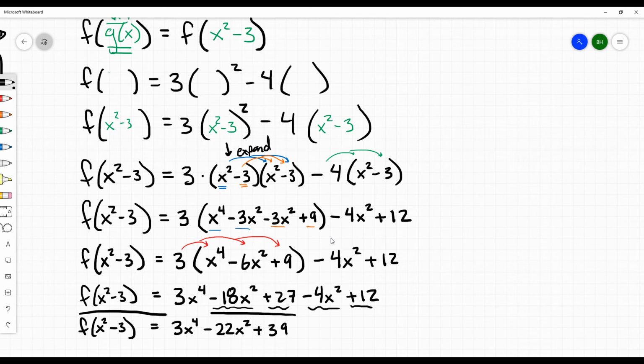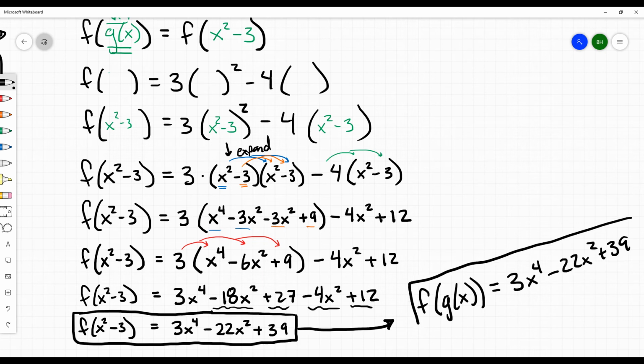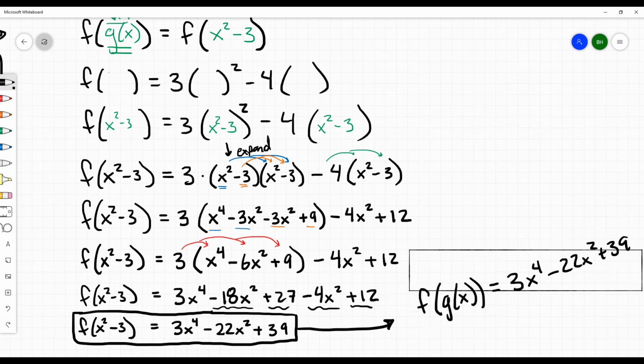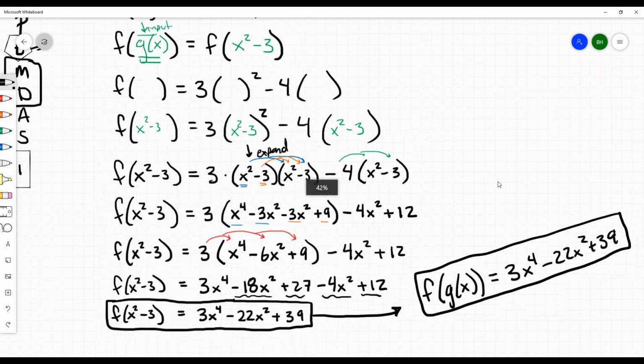Okay, and so yes, it looks like there's a lot of steps, and most of you will be able to simplify the steps as fast as you can, so you don't need to actually write it all out like this. So I'll show you what that looks like in a second. Okay. And then the more correct answer is that f of g of x is going to equal 3x to the 4th power minus 22x squared plus 39. And there you have it. The composition of functions in the general form without evaluating.